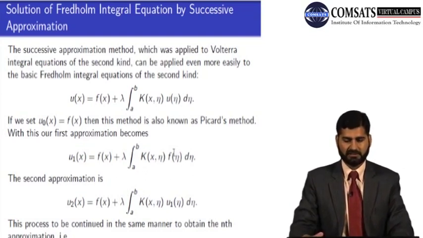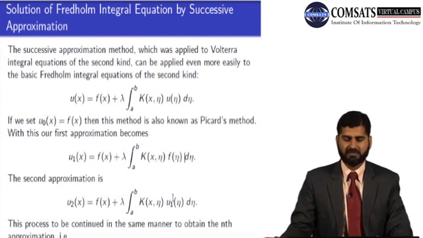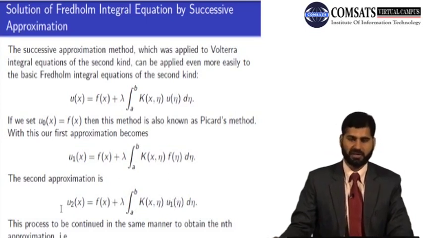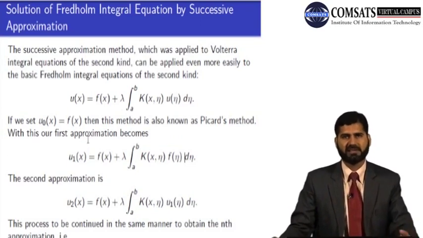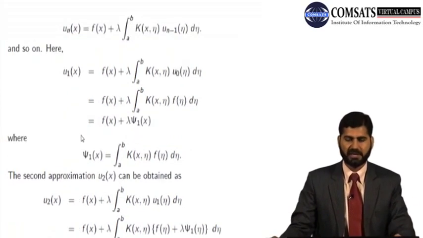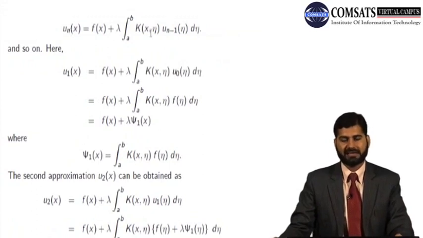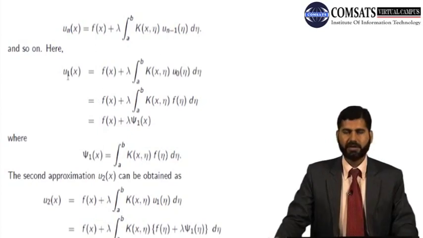The second approximation is u2 of x, and u2 of x is coming from u1 of x. Right? Again, if I replace u1 by u2, you will get u3. u3 will give you u4, and so on. It's an iterative method. It's successive approximation. All right? So you got un as this one, because un will come from u(n-1). So here, u1 of x is equal to f x plus lambda integral from a to b of k x eta u naught eta d eta.